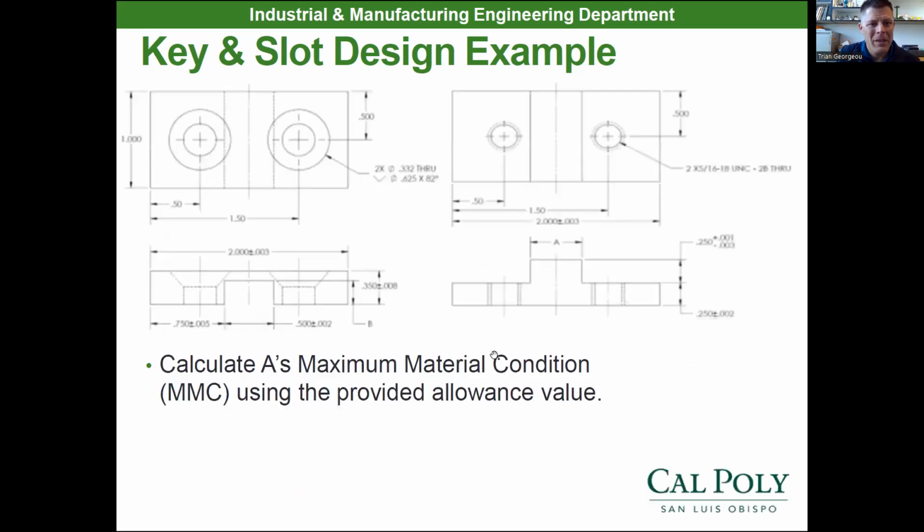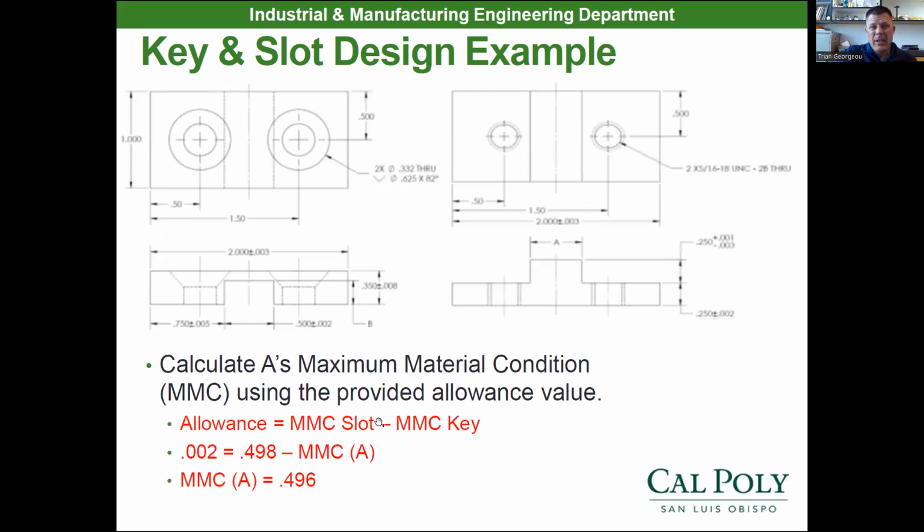So let's try it. I first would calculate A's maximum material condition by using the provided allowance. So I would use that allowance equation, and I would put the 2 thou in there. I put the 498 because that's the MMC of the slot. 0.5 minus 2 thou is 498. And I'd end up getting A has to have a 496 maximum material condition.